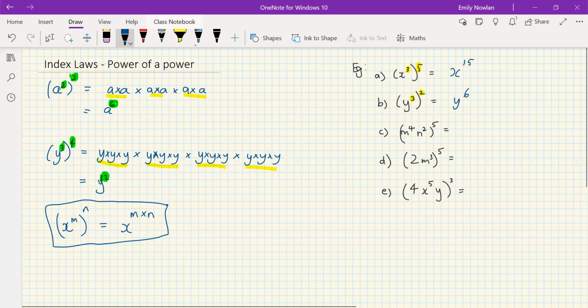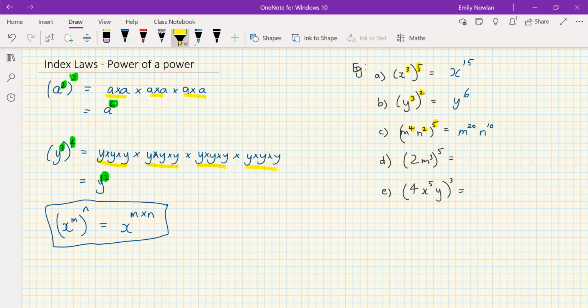Okay, then I've got this one. I've got 4 and 2 are the powers. They've both been raised to the 5, but I've got 2 different bases, so I've got to do them separately. So it's m to the power of 4 times 5, which is 20, and n to the power of 2 times 5, which is 10.